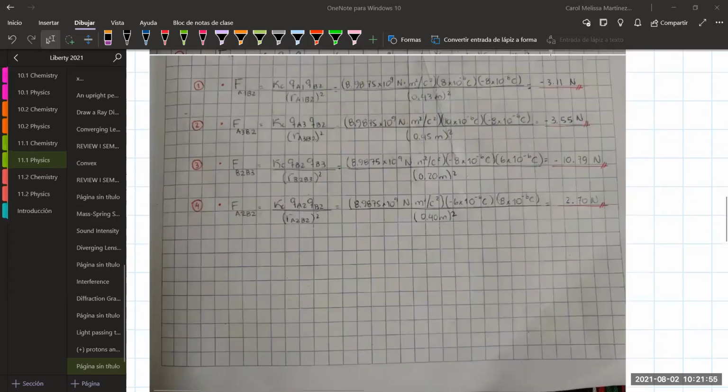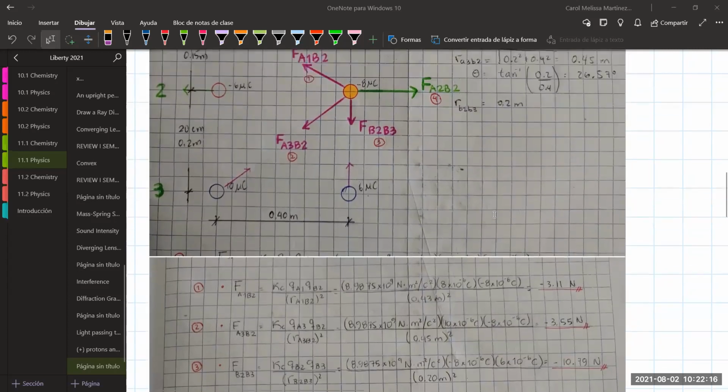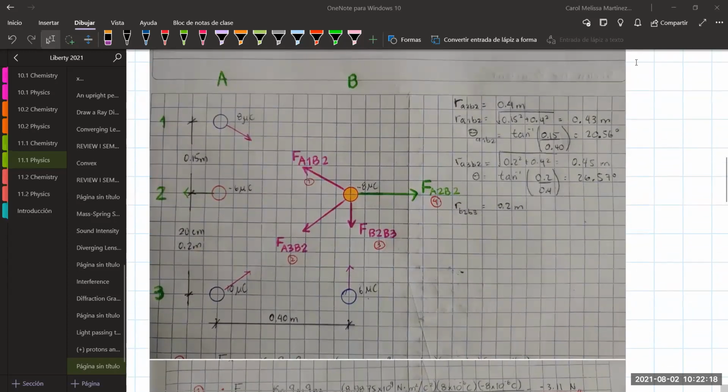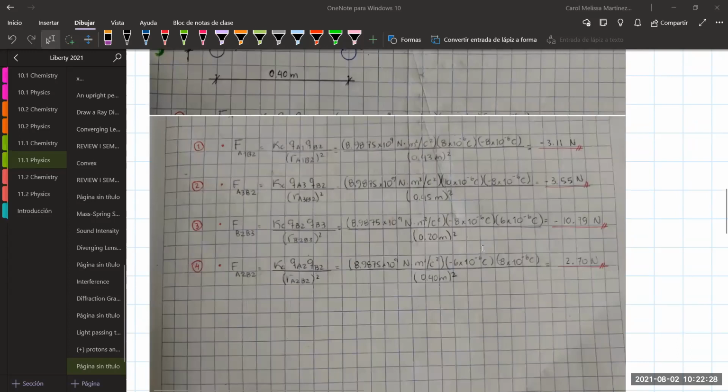In this second part of the exercise, do you have any doubt that you can send me through a message or you can ask me in this moment? Bueno, if there are no doubts, I will continue.